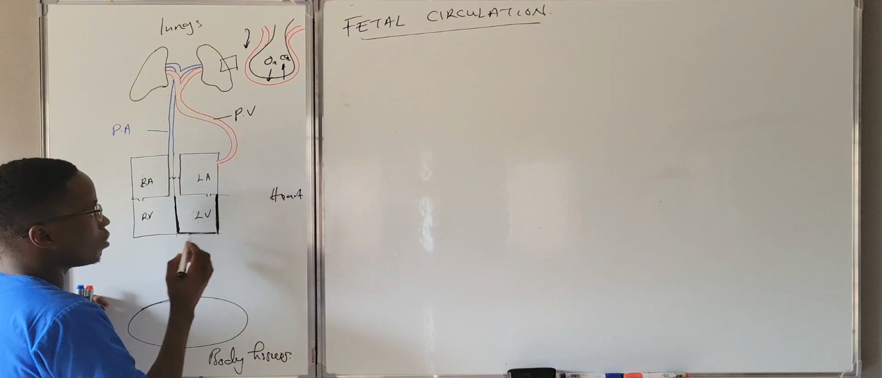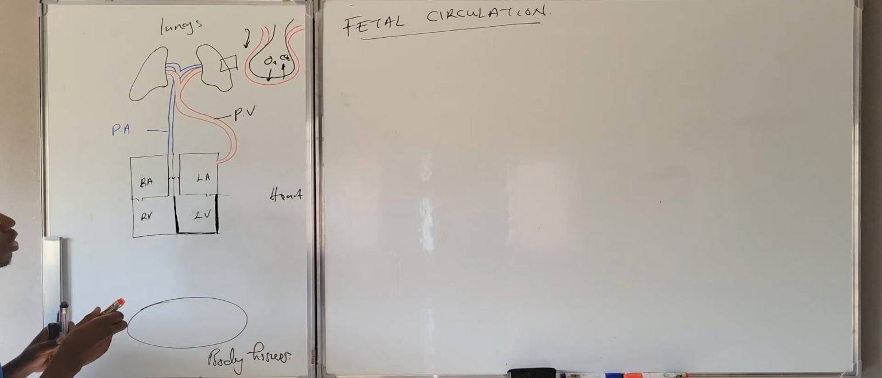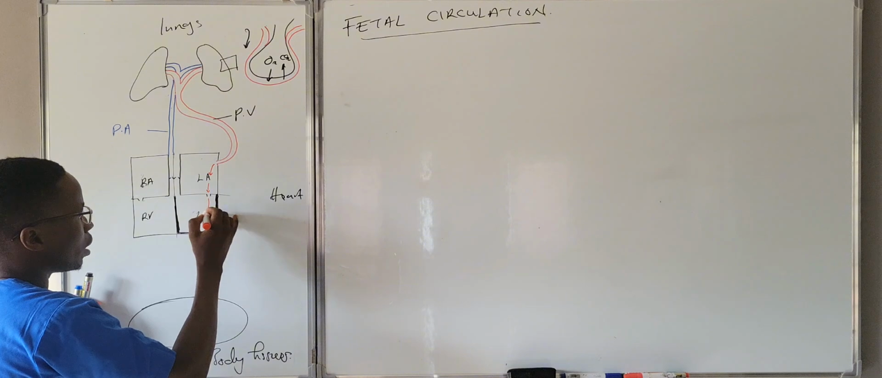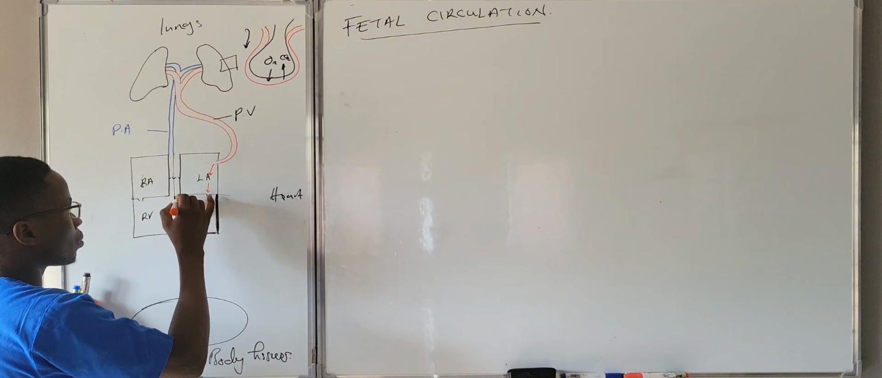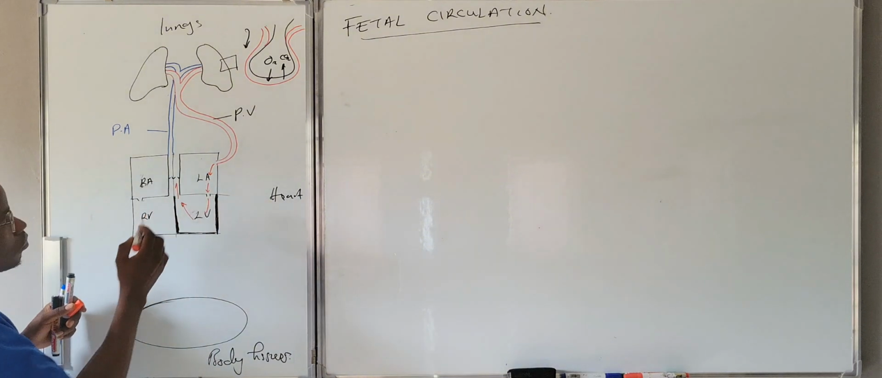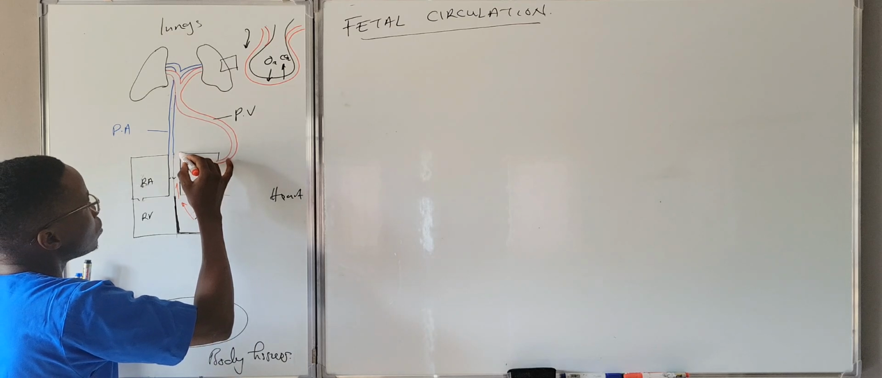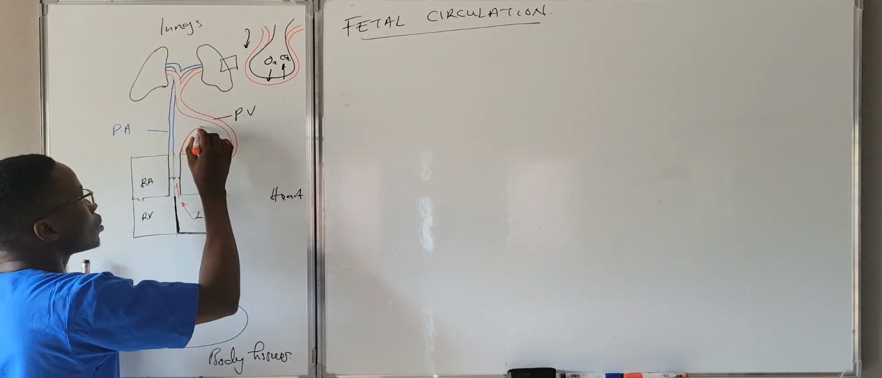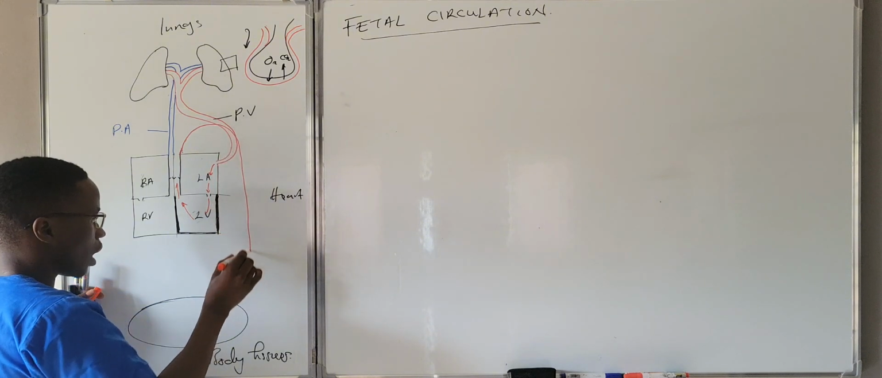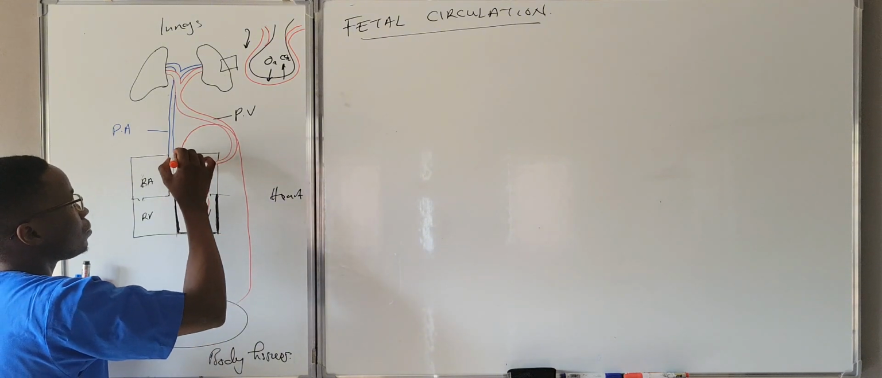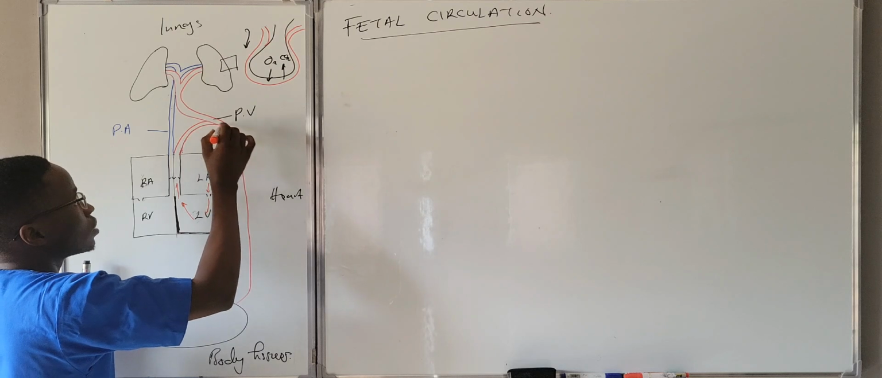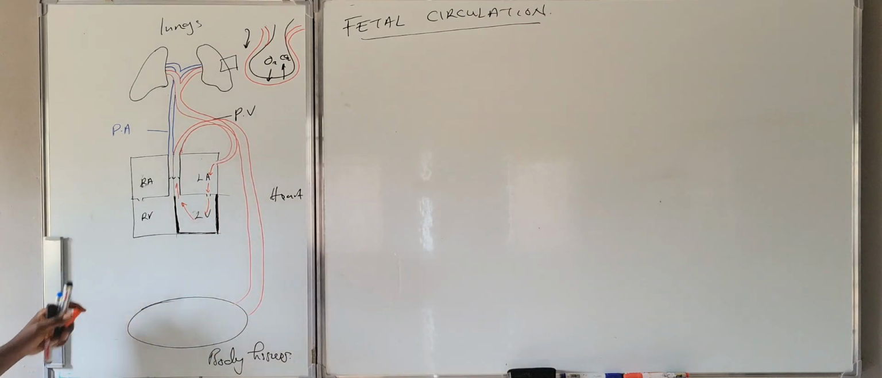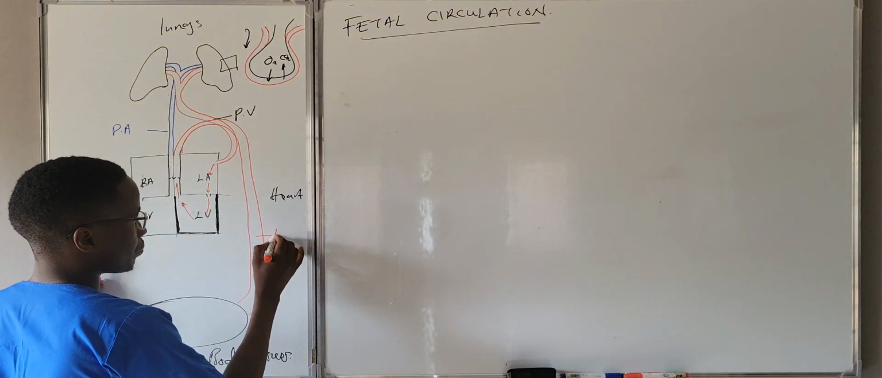All right. So oxygenated blood comes in and is pumped out by the left ventricle into what is called the aorta. So here is the aorta. Of course, we know that the aorta somewhere here makes what is called the arch of the aorta, and then it comes down like that. Right. Now, of course, I'm not going to go into those little details. So here we have the aorta.